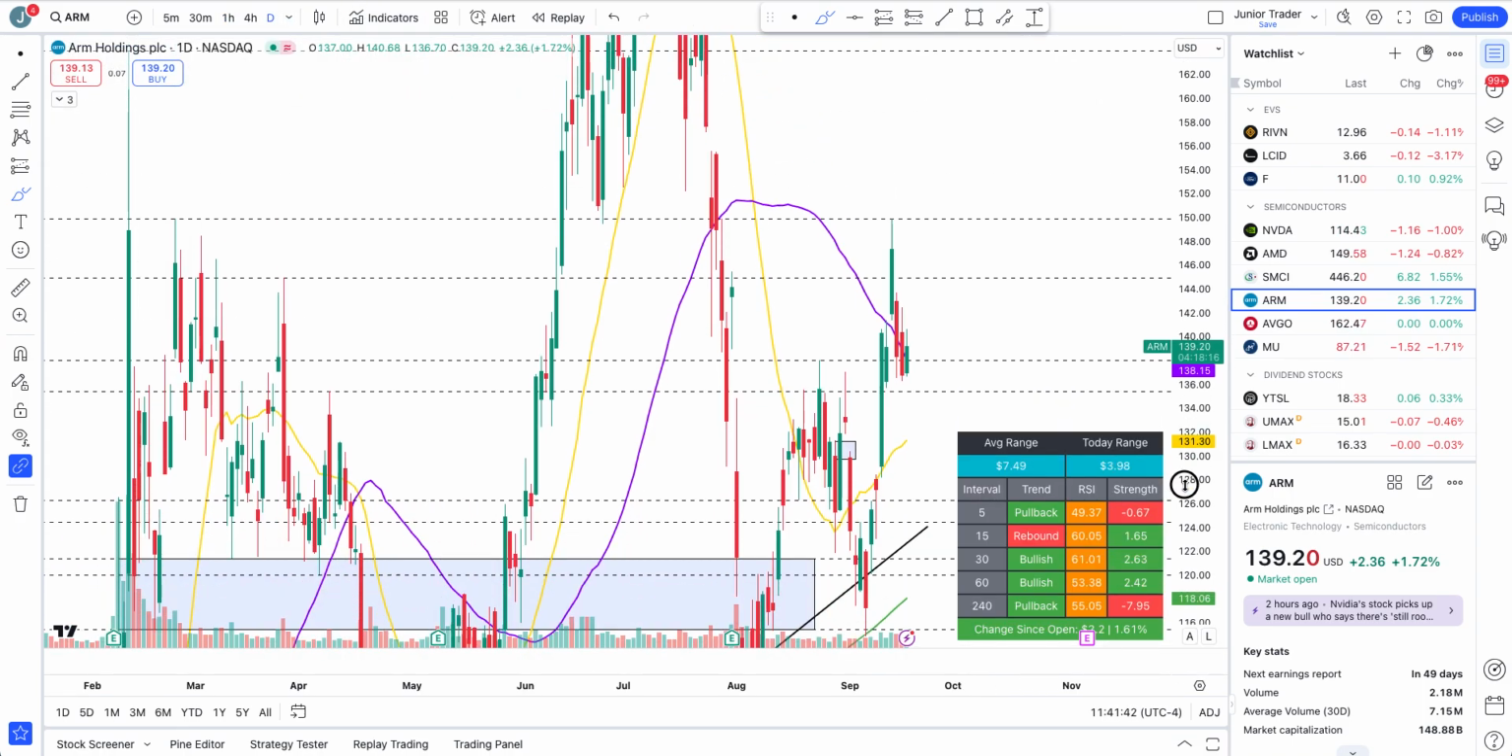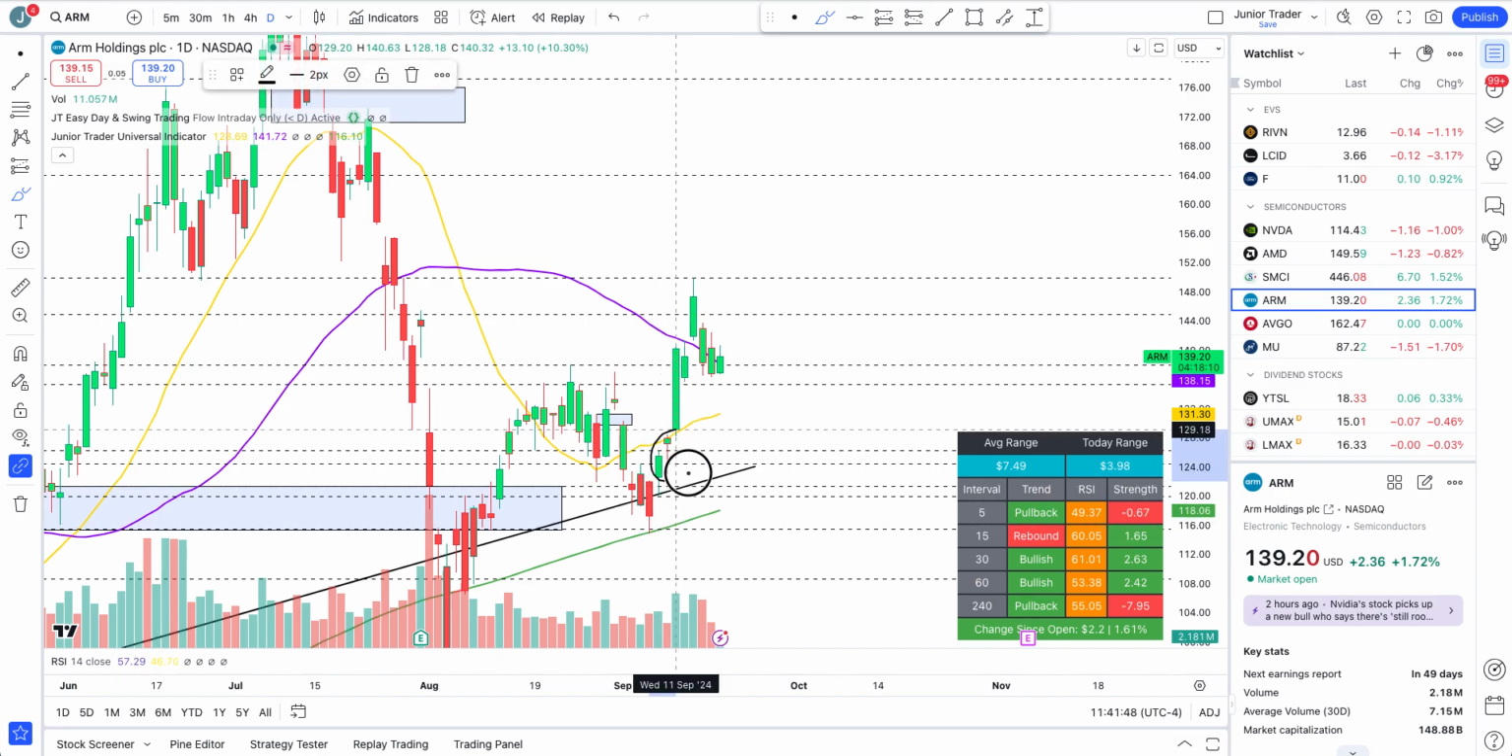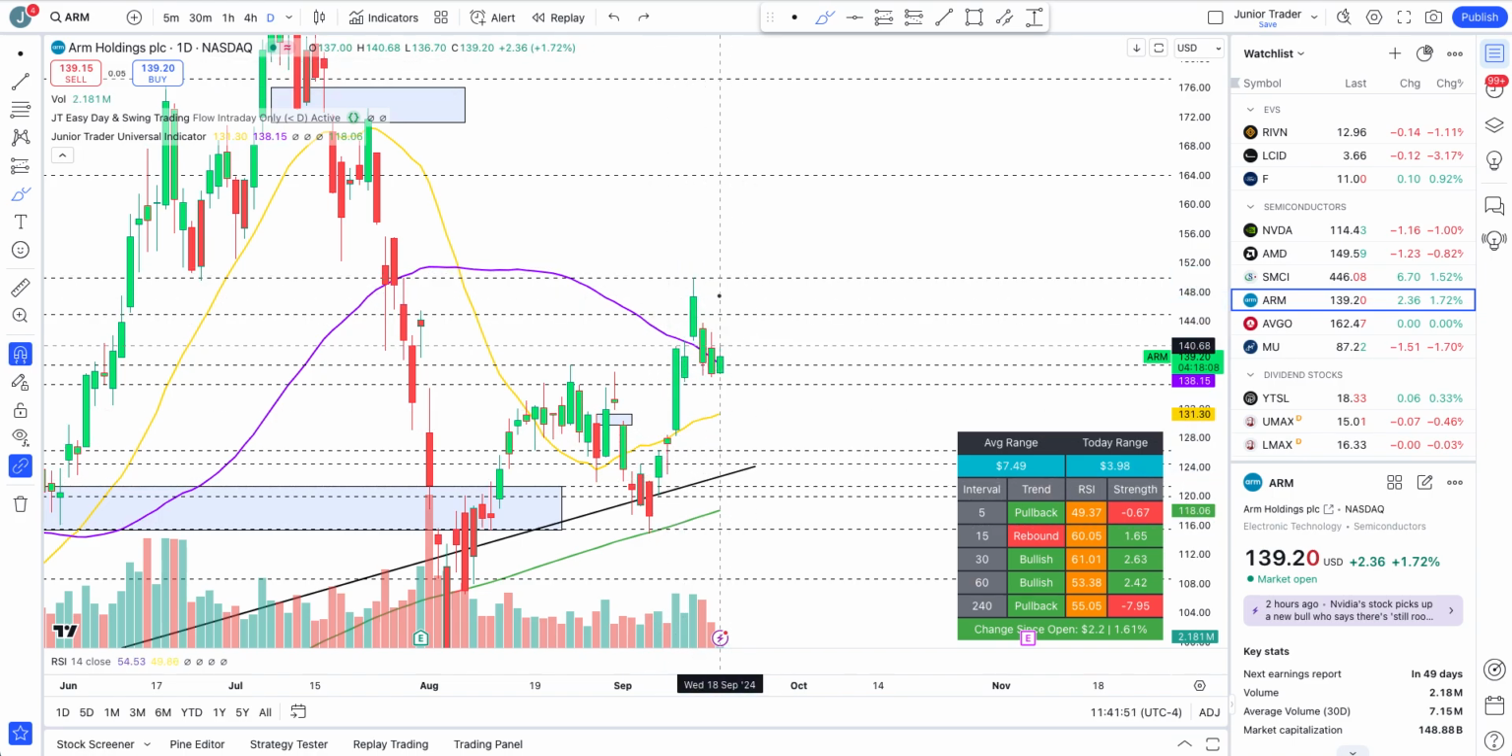But we have gotten a lot of moves already, guys. The time that structure changed was right over here. Take partial profits in the extensions, right? So that's that.